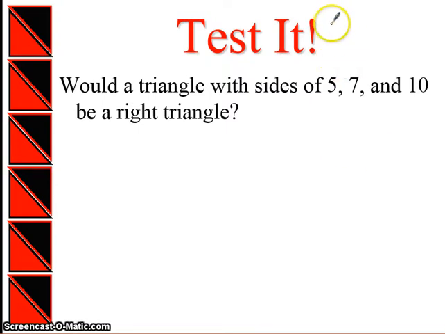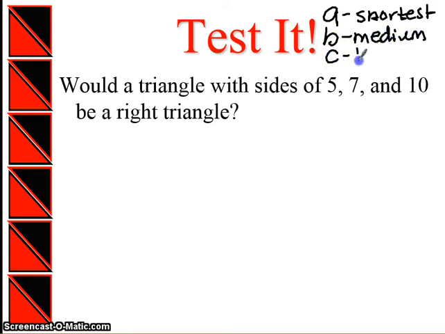We can test this by labeling A, B, and C. Remember, A is your shortest side, B is your medium side, and C is your longest side, also known as your hypotenuse. So if you look at our three numbers, 5 is the shortest, so we'll label it A. 7 is the medium, so we'll label it B. And 10 is the longest, we'll label it C.